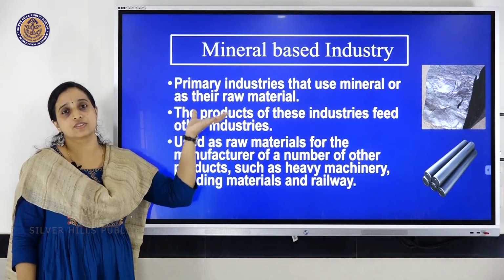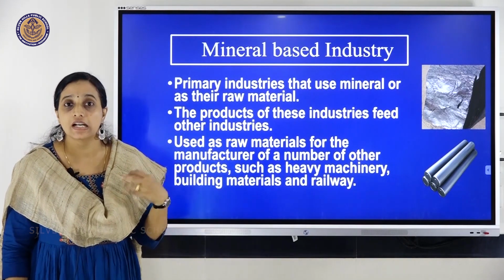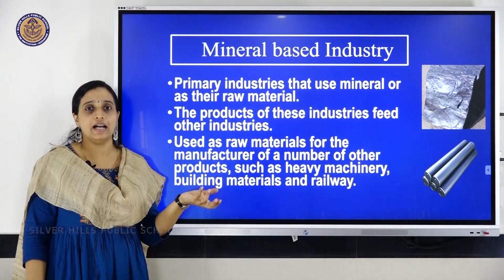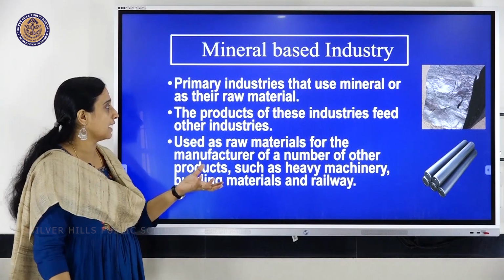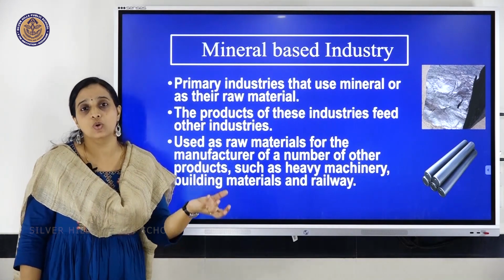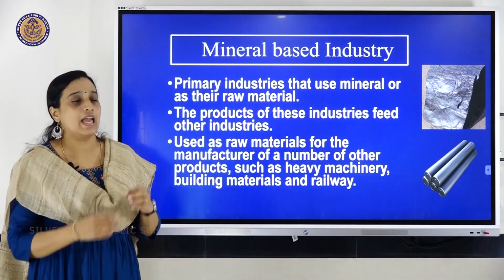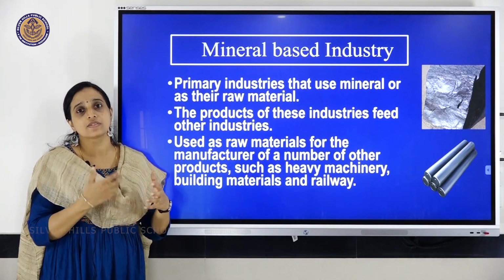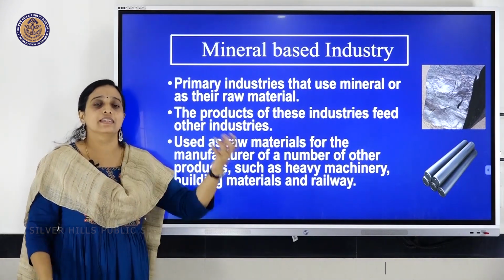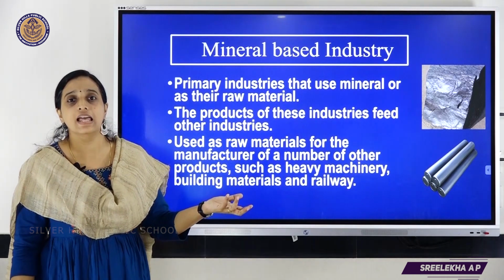Next, we have the mineral-based industry, where the raw materials used in these industries are minerals extracted from the earth. For example, the iron and steel industry. Iron ore is extracted from the earth, and it is a major source for processing in the industry, and the output will be iron and steel.